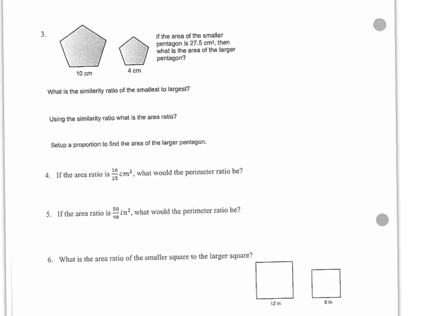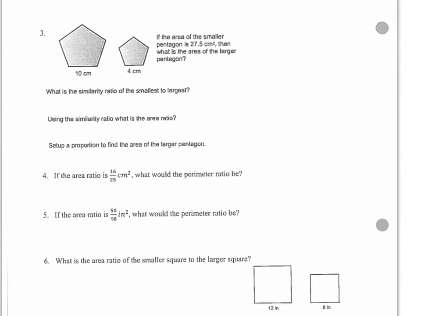Last page. I have 2 pentagons. They're similar. It says, what is the similarity ratio? So notice we just talked about similarity ratio on the other page. Similarity ratio means the same thing as scale factor of the smallest to the largest. So smallest is O, largest is S. Scaled over original. So 10 over 4 is 5 over 2.